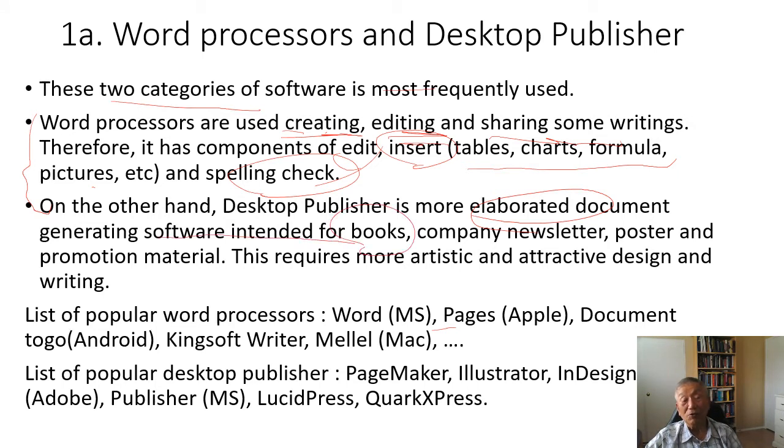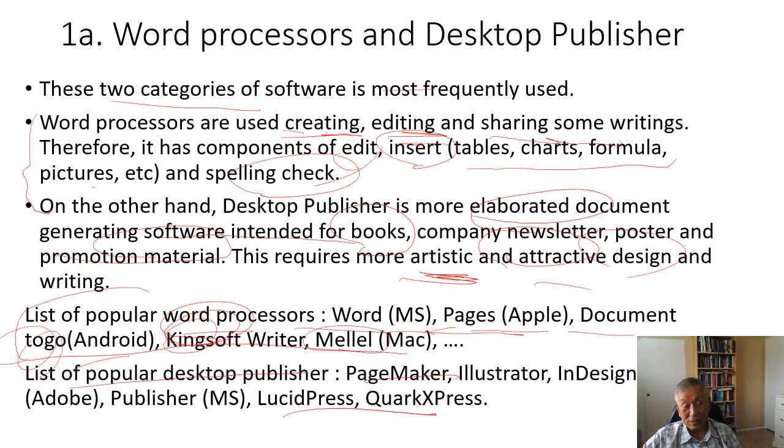It is intended for books or company newsletters, posters, and promotion materials like that, and they become more artistic and attractive in design and writing. So it is a lot of graphics, a lot of color combination, and visual effects like that. So here is a list of word processors, like Pages and a document tool. This sounds like a tool. And the King software. King software is freeware, and Melee, and then popular desktop publishing.